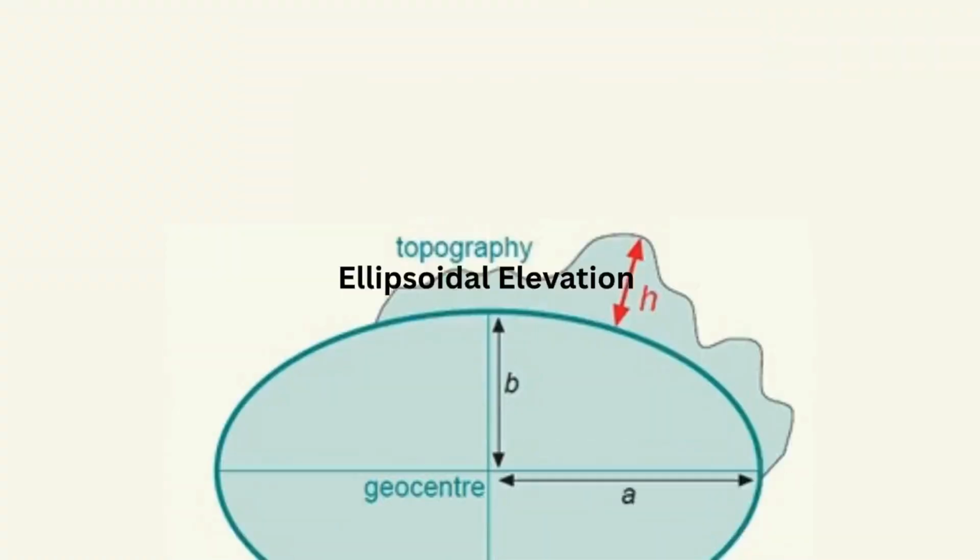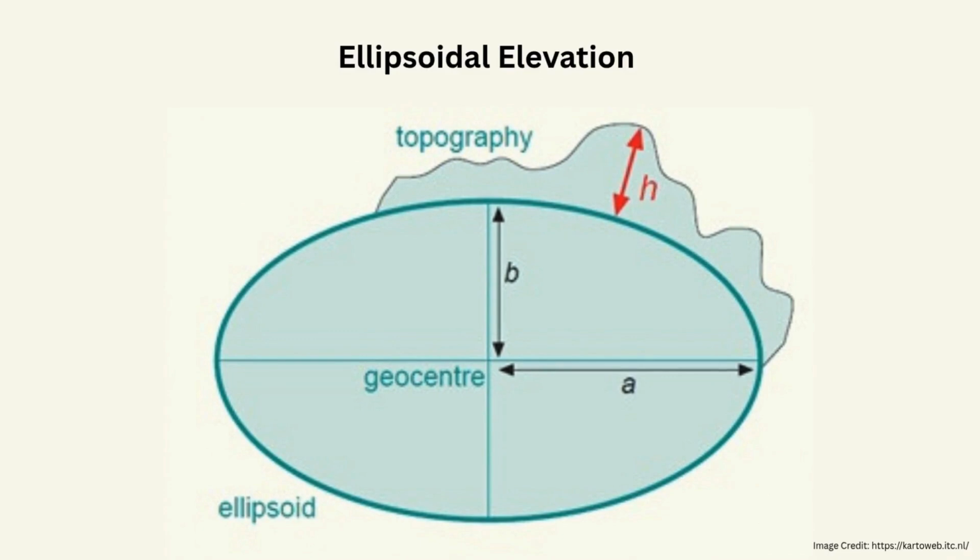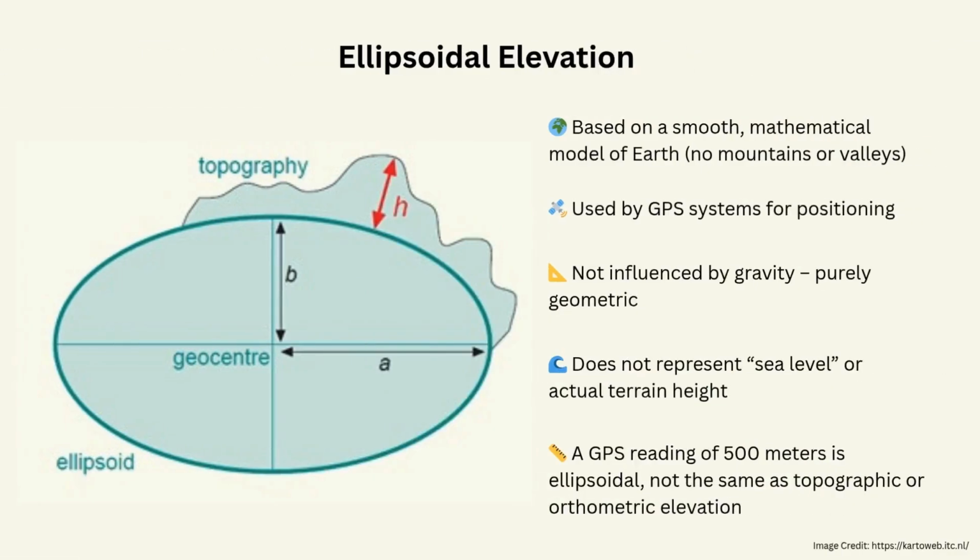Simple and clear. First is ellipsoidal elevation. It is also called geometric height, is measured from the surface of an idealized Earth shape called the ellipsoid. Think of the ellipsoid as a smooth, math-based version of Earth. No mountains, no valleys. It is used by GPS systems as it's purely mathematical. Great for satellite-based measurements. But it doesn't reflect true sea level or gravity-based measurements. So, if your GPS says you're at 500 meters elevation, it's probably ellipsoidal. Not what you'd see on a topo map.